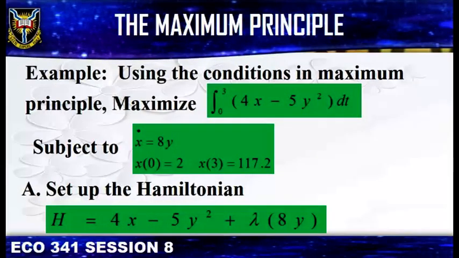Example: using the conditions in the maximum principle, maximize the integral of (4x minus 5y squared) dt, upper limit 3, lower limit 0, subject to x-dot equals 8y, x(0) equals 2, x(3) equals 117.2. A. Set up the Hamiltonian. H equals 4x minus 5y squared plus lambda times (8y).